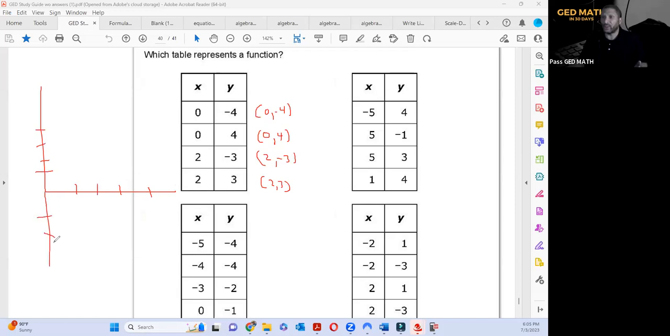If I graph this table, I've got to go 0, -4. So you've got a spot here. You've got one here. 2, -3, you've got one right here. And 2, 3, you've got one right here.